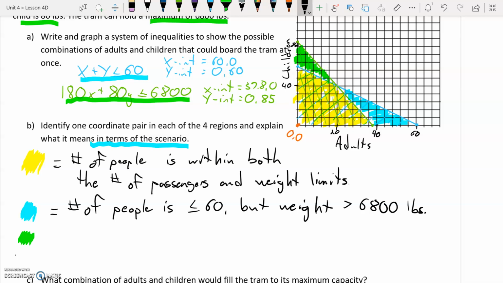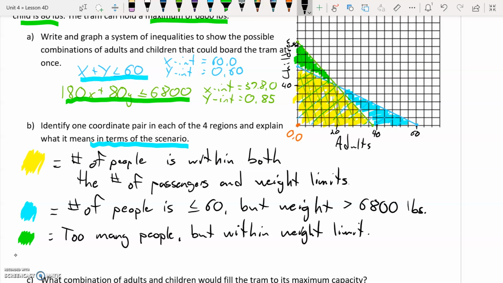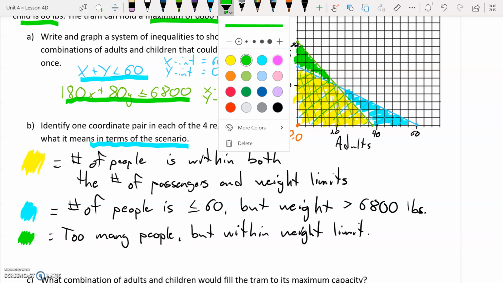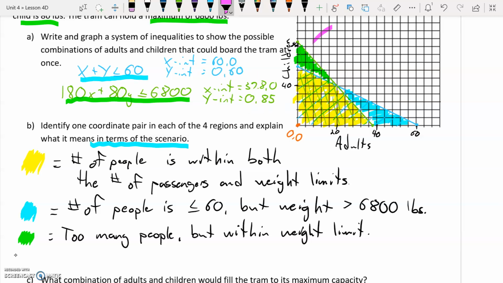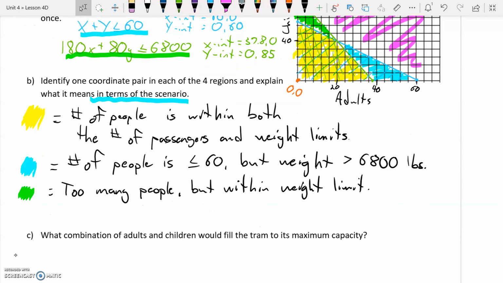So you can pick any point within that region. So it's too many people, but within the weight limit. And finally, there is another region out here, our fourth region. That's above both lines. That means it's too many people and too much weight. So again, discussing that in terms of the scenario is too many people, too much weight.